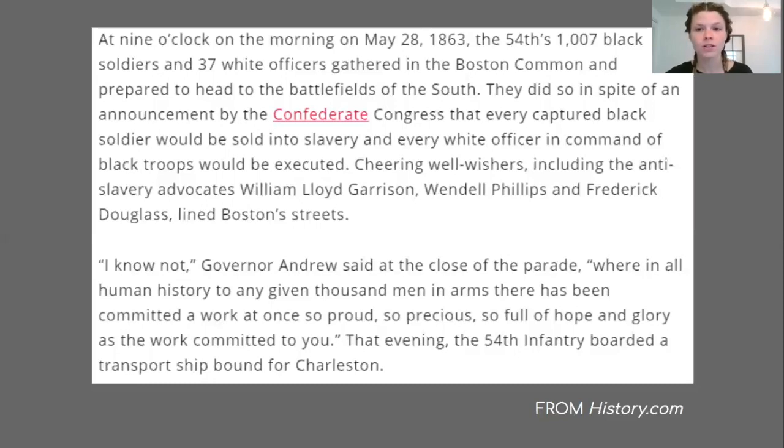Cheering well-wishers, including the anti-slavery advocates William Lloyd Garrison, Wendell Phillips, and Frederick Douglass, lined Boston streets. "I know not," Governor Andrews said at the close of the parade, "where in all human history to any given 1,000 men in arms there has been committed a work at once so proud, so precious, so full of hope and glory as the work committed to you." That evening, the 54th Infantry boarded a transport ship bound for Charleston.